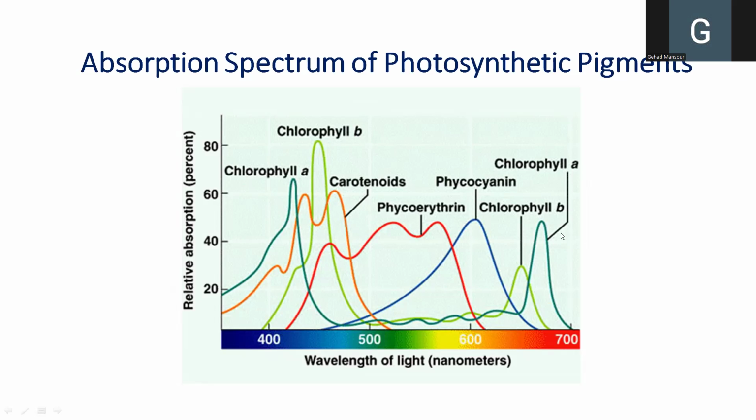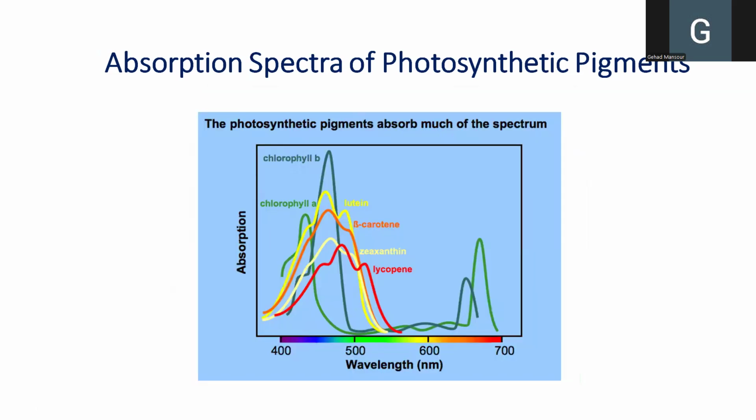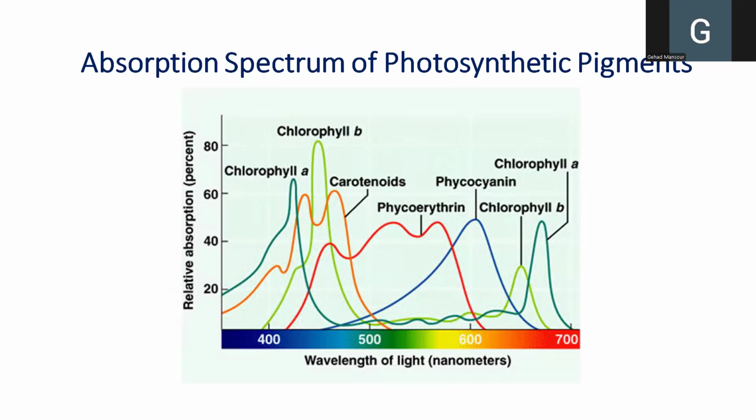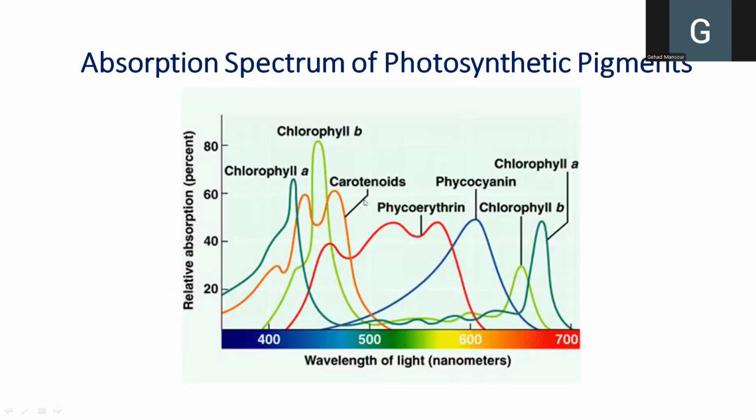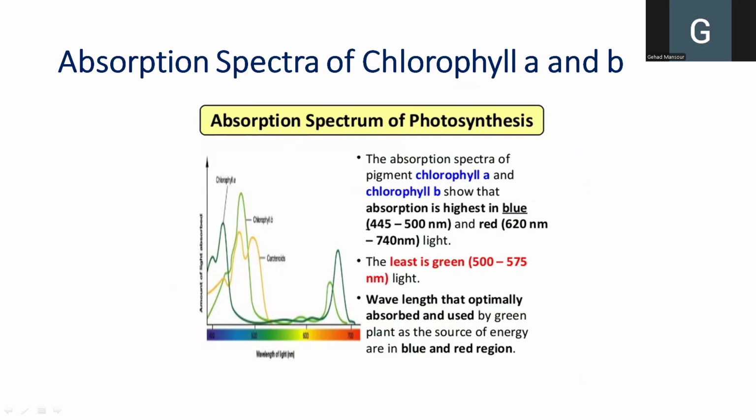So this graph is enough. You can only utilize this one because it contains a broader number of pigments, although here we have certain ones like lutein and beta carotene that did not figure here. We have carotenoids. Carotenoids include the beta carotene. So actually this one is more explicit.